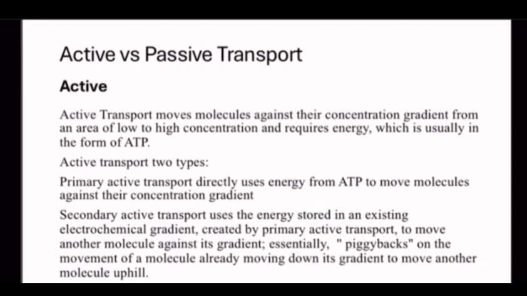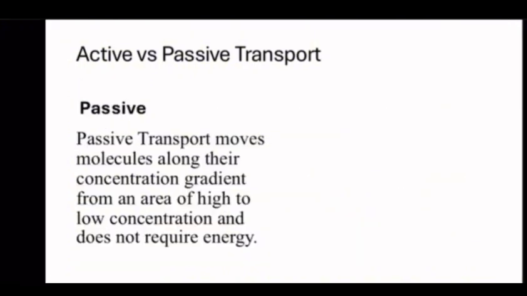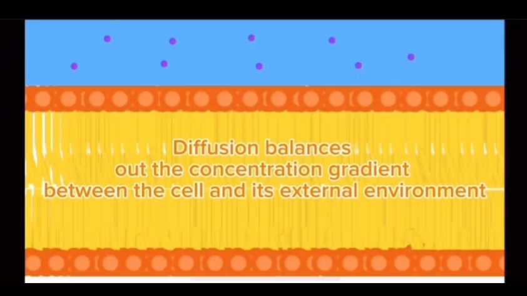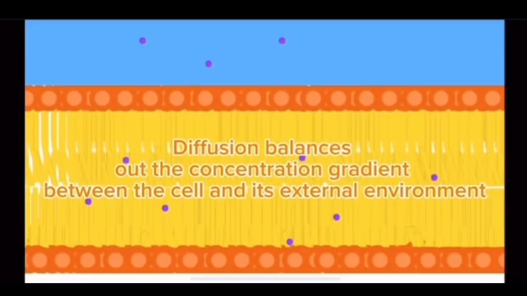Active transport is divided into two types. Primary, which is directly using ATP, and secondary, in other words, secondary active transport, when there's a molecule moving down, another one moves up. Now, passive transport moves molecules along their concentration gradient from an area of high to low concentration, and they do not require energy. Diffusion is an example of passive transport, where it balances out the concentration gradient between the cell and its external environment.